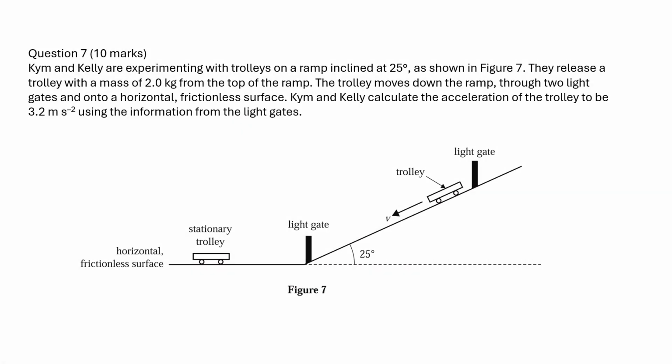A trolley moves down on the ramp, through two light gates onto a horizontal frictionless surface. Light gates mean that their mass is neglected. The horizontal surface is frictionless, but the ramp surface is not frictionless.